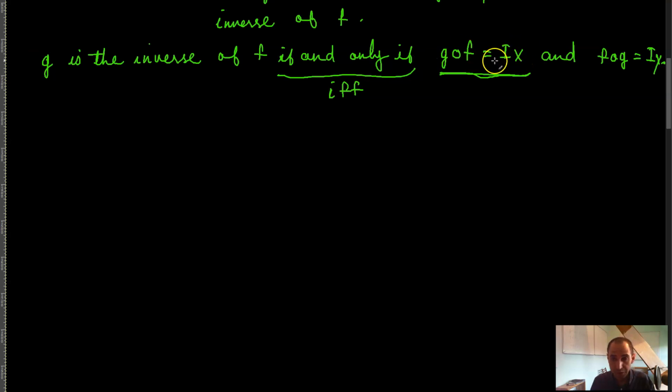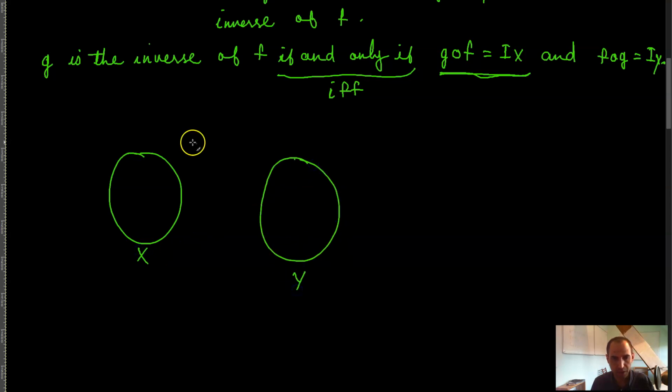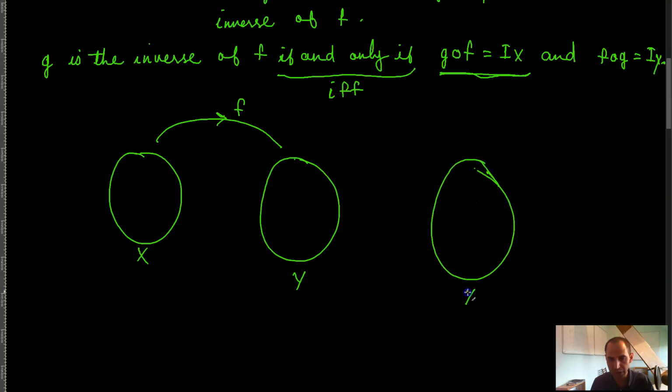If G∘F is the identity function on the domain of F, what that means is that whatever you give to G∘F, it gives you the same thing back. Imagine that this is the set X and this is the set Y, and this is F, and G is some function that goes from Y to X. So you have your set X over here again, and G's input becomes the output of F, and then the output of G becomes again the input of F, because these are the same sets. This is X and this is X.